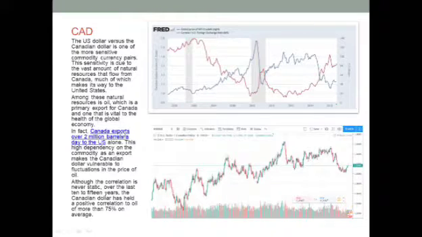Let's continue. In fact, Canada exports over 2 million barrels a day to the US alone. This high dependency on commodity as an export makes the Canadian dollar vulnerable to fluctuations in the prices of oil. I think I just explained this. Although the correlation is never static, over the last 10 to 15 years, the Canadian dollar has held a positive correlation to oil of more than 75% on average. Good, that was mentioned. Variability in the correlation. Always check, always check.